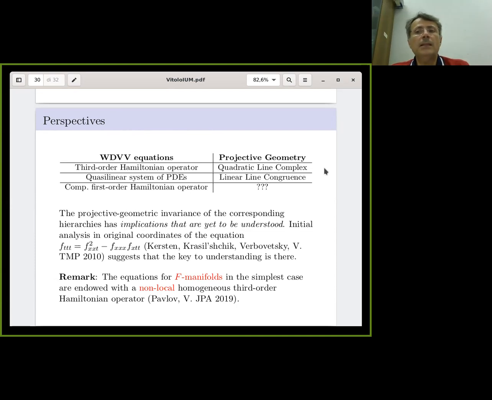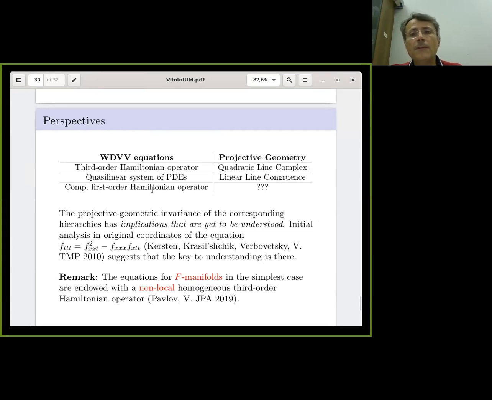So generally speaking, the dimensions are different, and it is not so easy to figure out how to find one thing from the other, but there should be a relation, because you can always find a quasi-linear system of PDEs when you have a third order operator, and conversely, when you have a quasi-linear system of PDEs of WDVV type, then you find the third order Hamiltonian operator. So there should be a way to pass from one variety to another. We still do not know it.